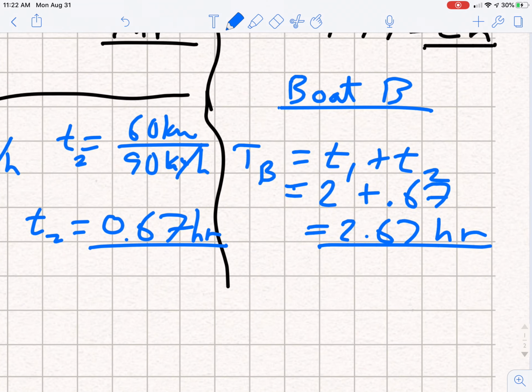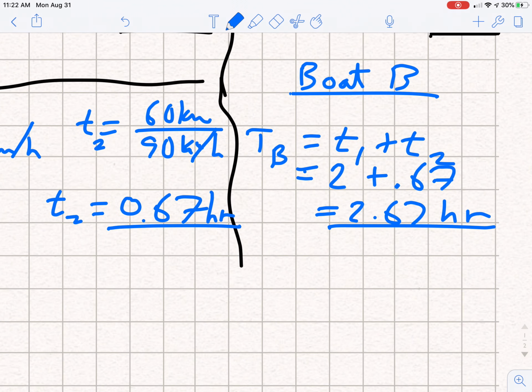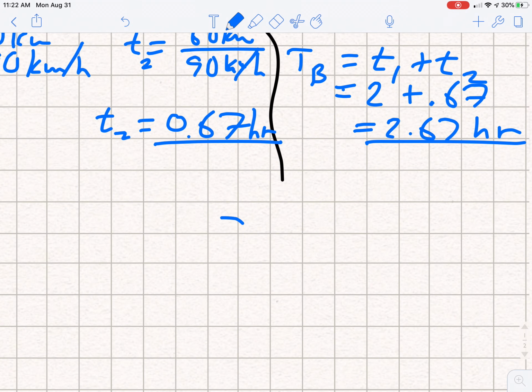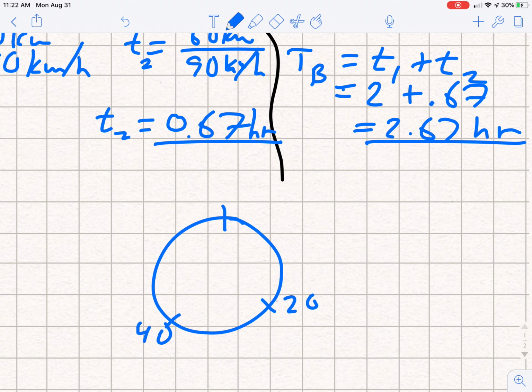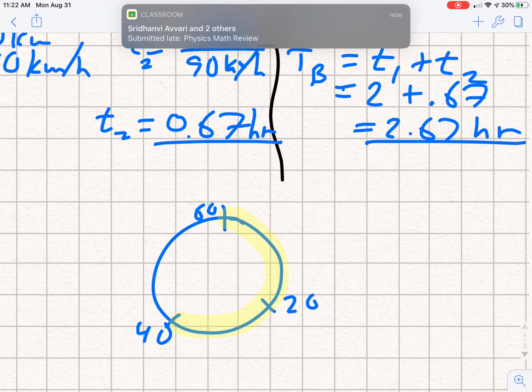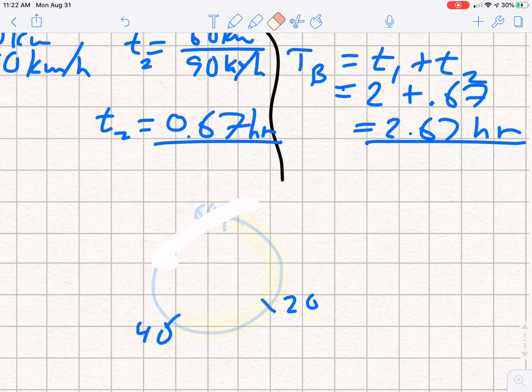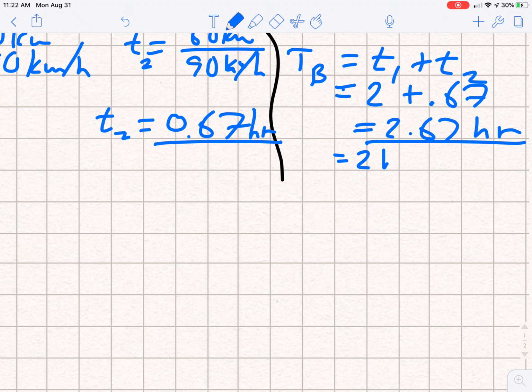Now, 0.67 hours is 2/3 of an hour. If you looked at a clock, there's 0, 20 minutes, 40 minutes, 60 minutes. That means 20 minutes is a third of an hour, and 40 minutes is 2/3 of an hour. So this turns out to be 2 hours and 40 minutes.